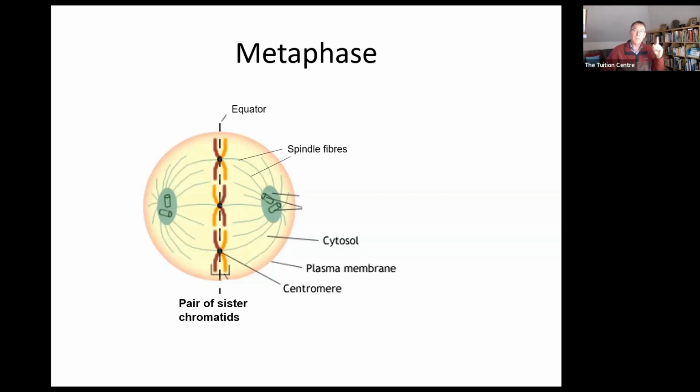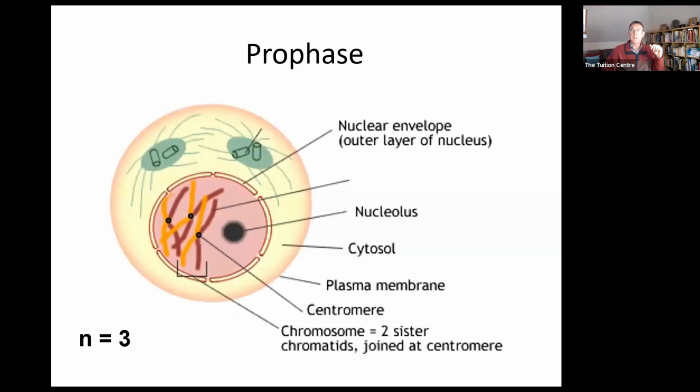Now, one thing I want to point out: this cell starts off with 3 chromosomes. This is in prophase. It's got 3 chromosomes, and each of those consists of 2 sister chromatids. Down in the left-hand corner, you'll see that the only way this works is that this is a haploid cell. So the chromosome number is 3, n is 3, and it's haploid. It can only be haploid, right? Because it's an odd number of chromosomes.